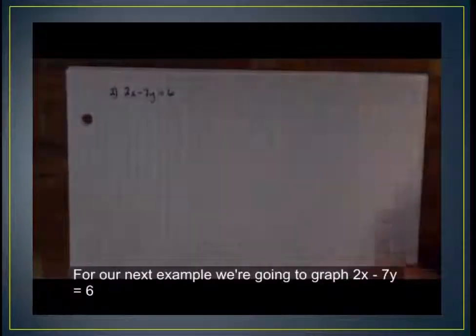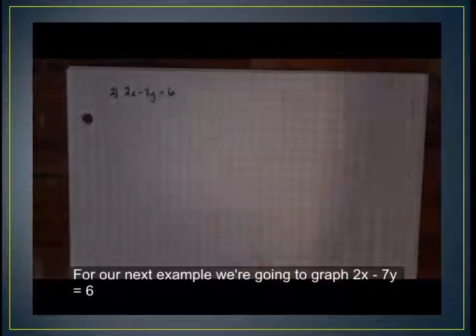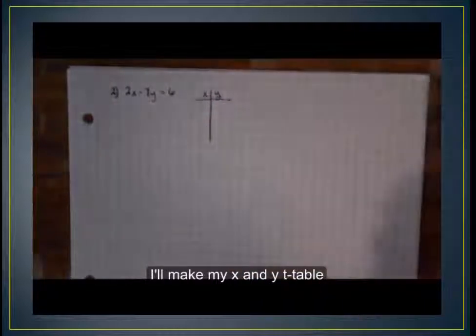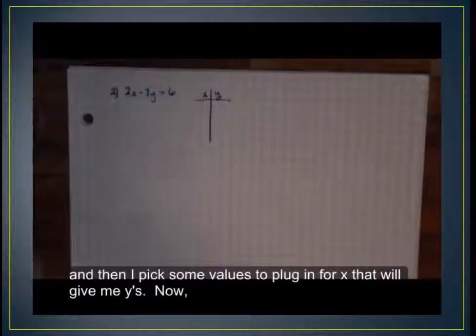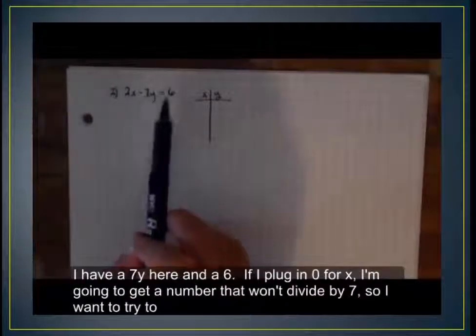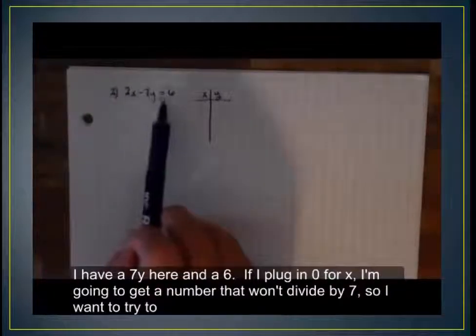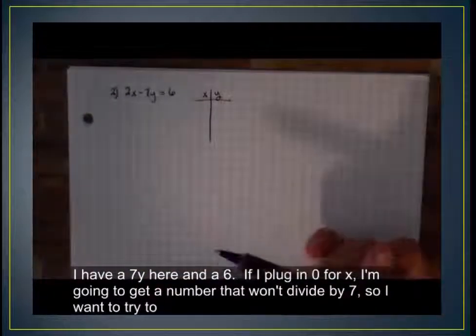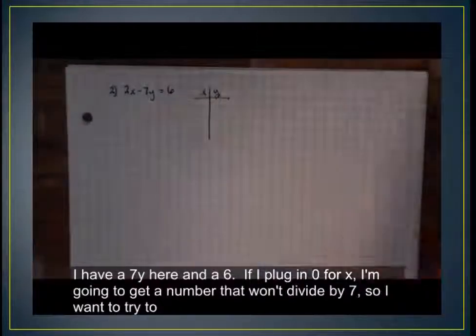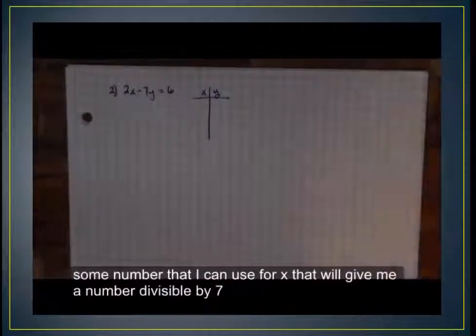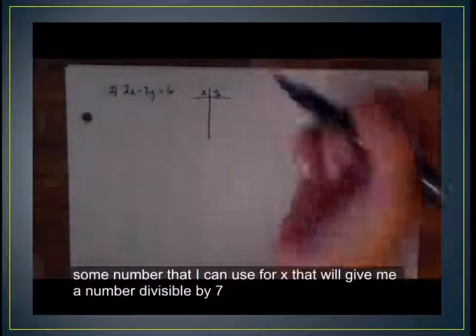For our next example, we're going to graph 2x minus 7y equals 6. I'll make my x and y t-table. And then I pick some values to plug in for x that will give me y's. Now, I have a 7y here and a 6. If I plug in 0 for x, I'm going to get a number that won't divide by 7. So I want to try to come up with some number that I can use for x that will give me a number divisible by 7.